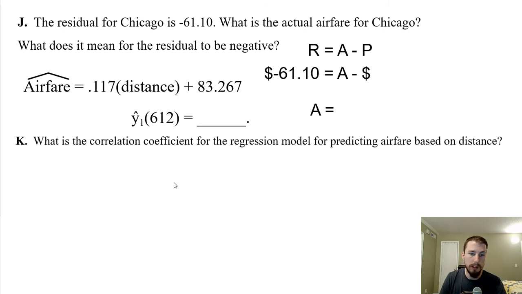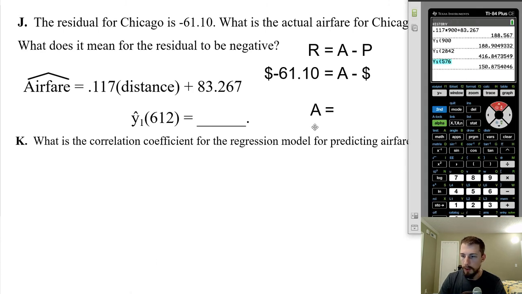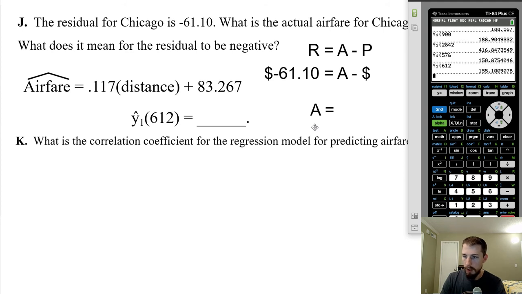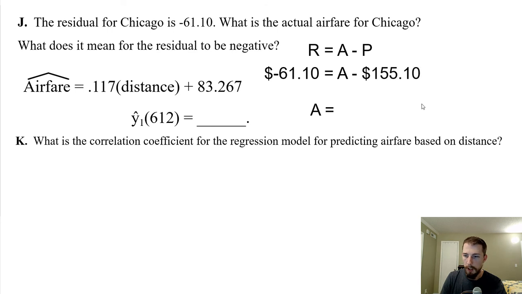So the predicted, we can find that by plugging in the distance, which was 612. So I'm going to evaluate it for 612. Okay, and then, so that was the predicted. Then the only thing that I have to do is add the predicted to both sides to get the actual by itself, which would give me $94, which is actually what we have in our data table anyway, so that's not that impressive. But you will have to solve problems like that, just solving backwards with the residuals.